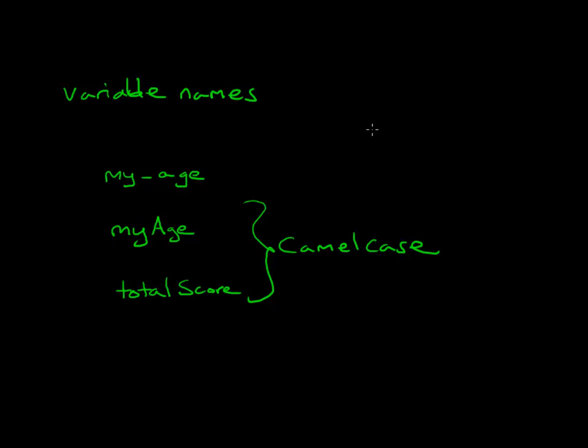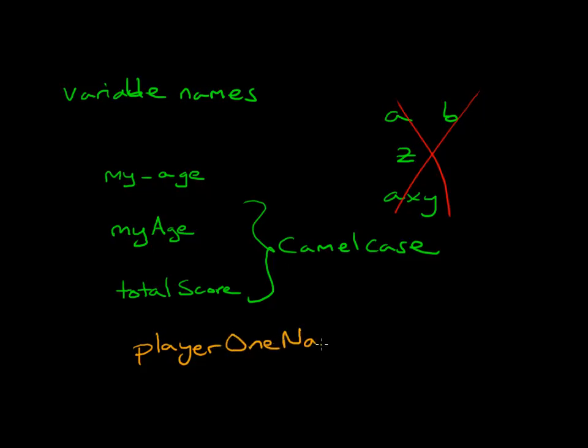And the other thing is that generally names like A or B or Z or something, you know, AX, Y or something, these are not very useful to us. These tend to be seen as pretty bad choices. There's a few occasions when they are the best choice. So what you want is for your variable names to have meaningful, useful names. And so myAge would be good, totalScore would be good. It might be player1Name, or it could be playerName1.